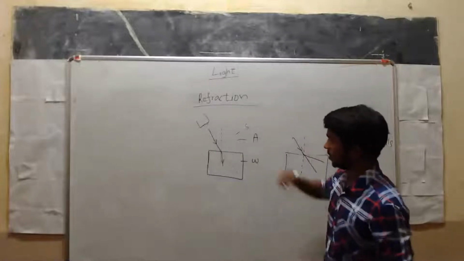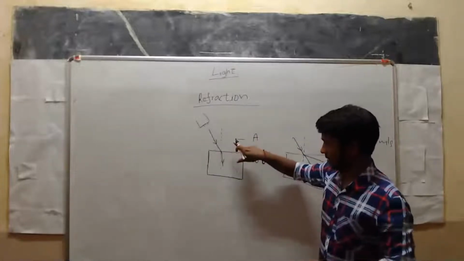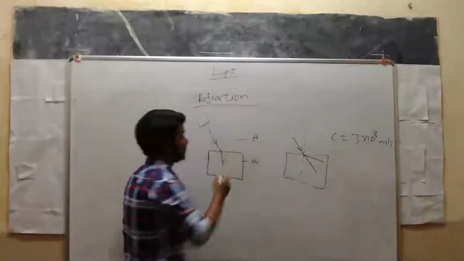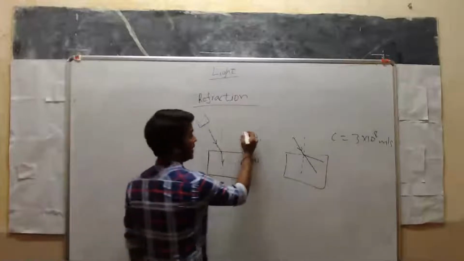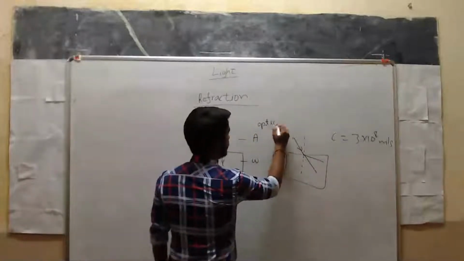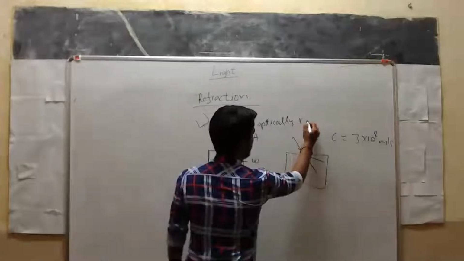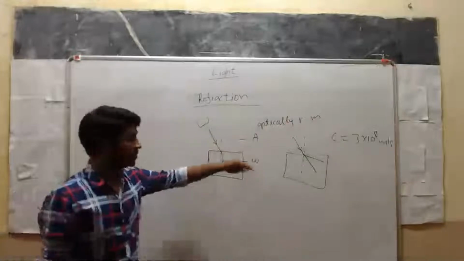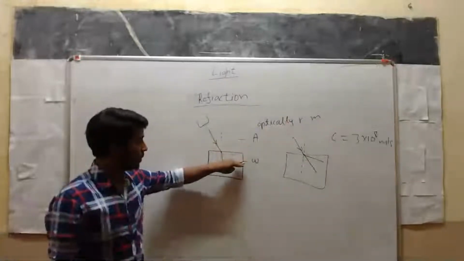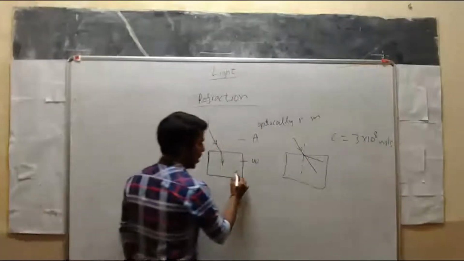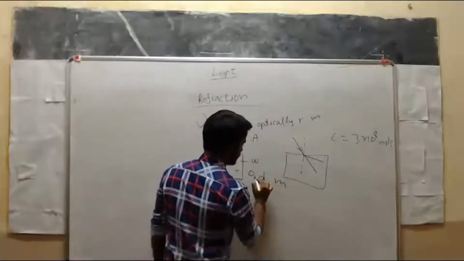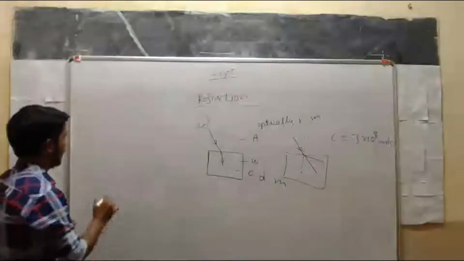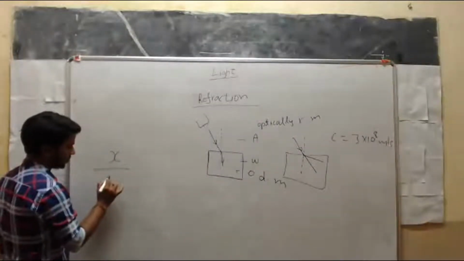See here. Now here the speed of light is more and here the speed of light is less. So now we can call this A an optically rarer medium. What is that? Optically rarer medium, because here the speed of light is more compared to this one, right? Next we will call optically denser medium. Optically denser medium, okay.